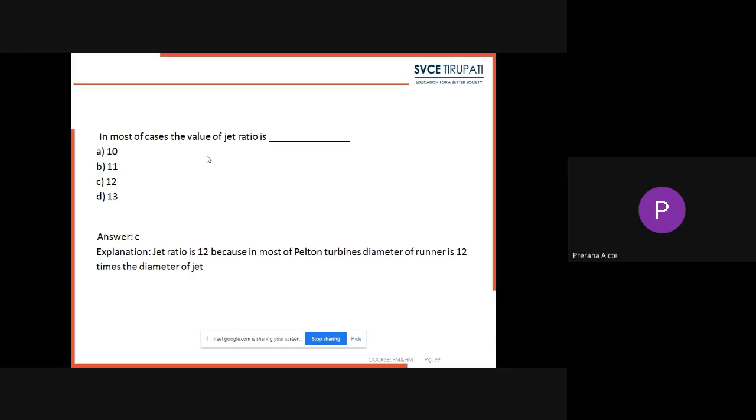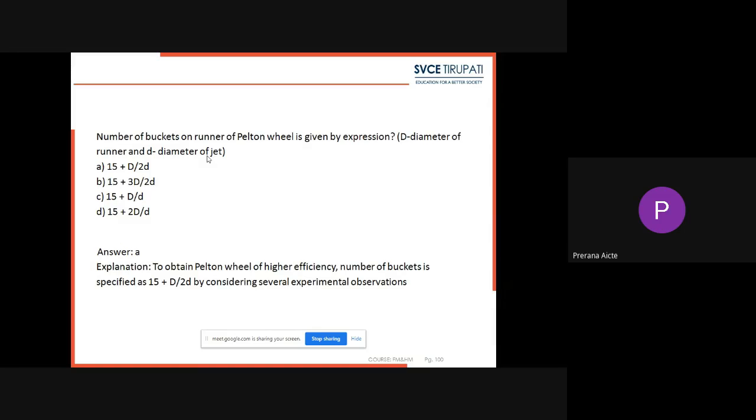In most cases, the value of jet ratio is 12. So jet ratio is 12 because in most of Pelton turbines, the diameter of runner is 12 times the diameter of the jet. Next one, the number of buckets on the runner of the Pelton wheel is given by the expression. If D is the diameter of the runner and small d is the diameter of the jet, then expression will be 15 plus capital D by 2 into small d.